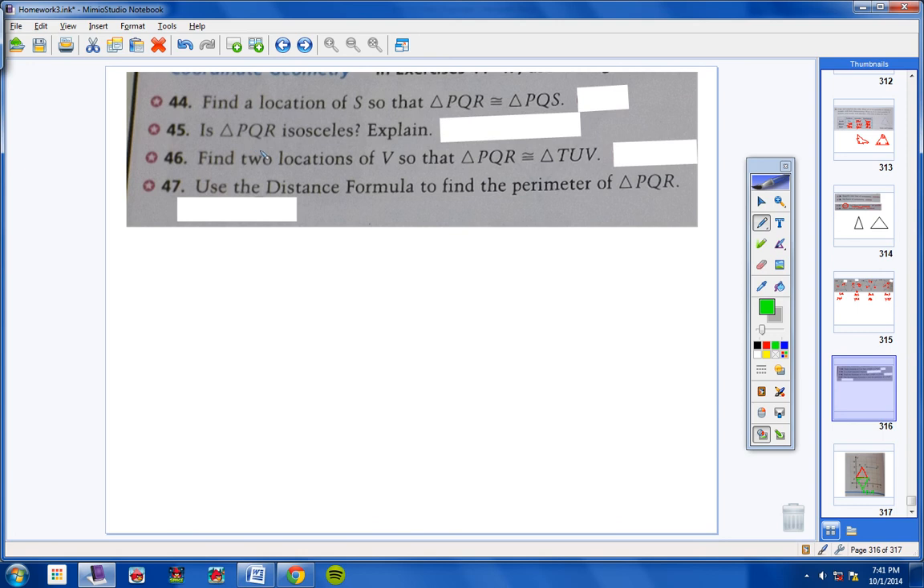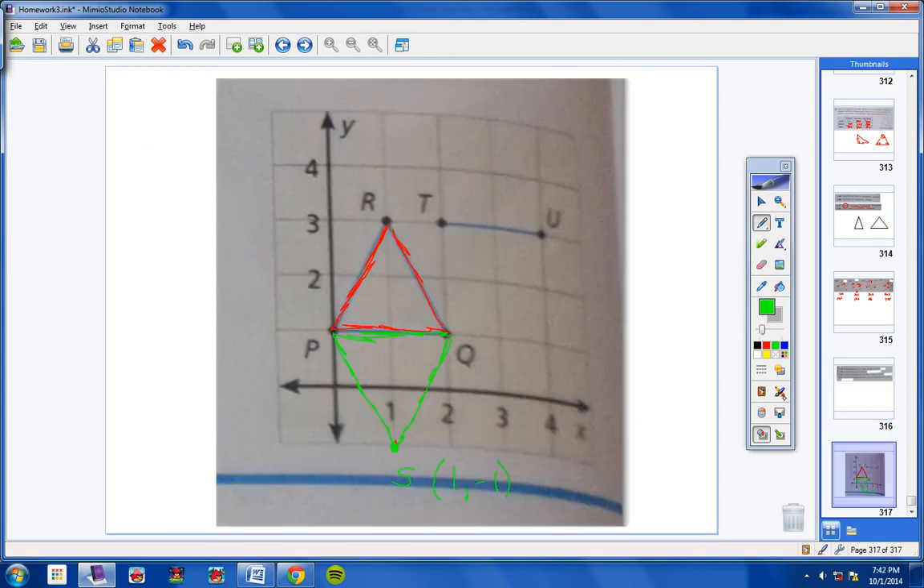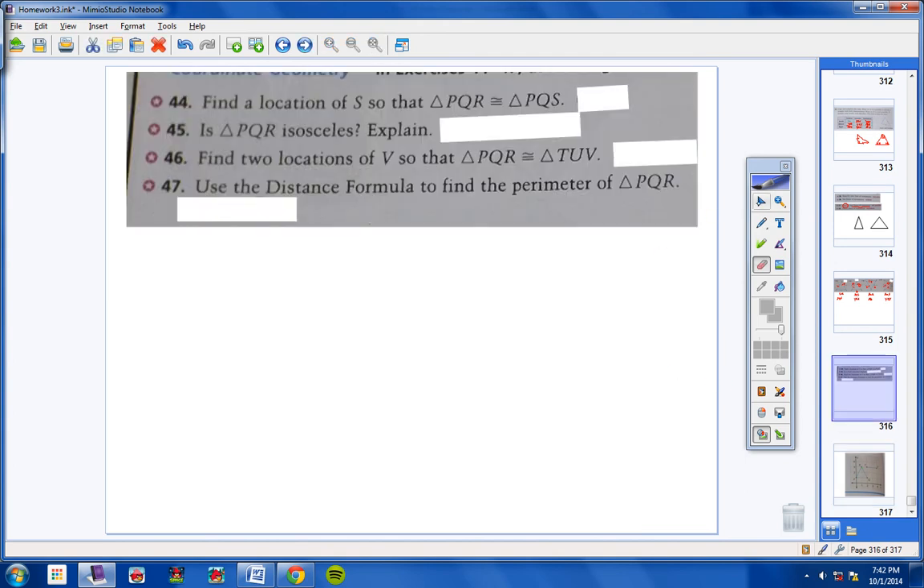Is PQR an isosceles triangle? Well, let's take a look at PQR. I believe it is. Look, this side here has to be the same length as this side here. How do I know that? Because this side starts here and it goes over 1 and up 2. And this side here starts at Q and goes over 1 and up 2. So this side is congruent to this side. So yes, I definitely have an isosceles triangle, okay?